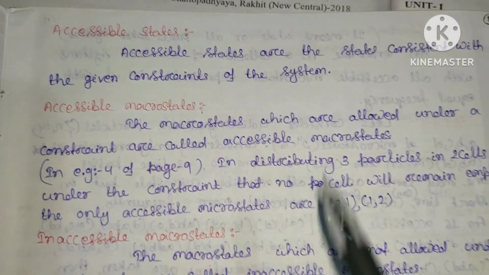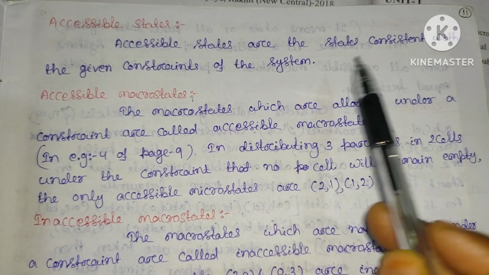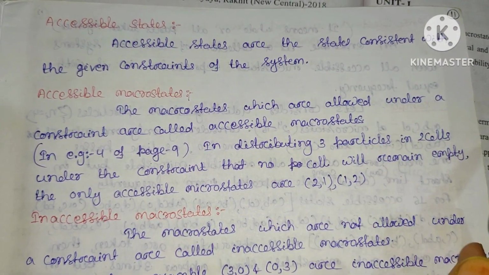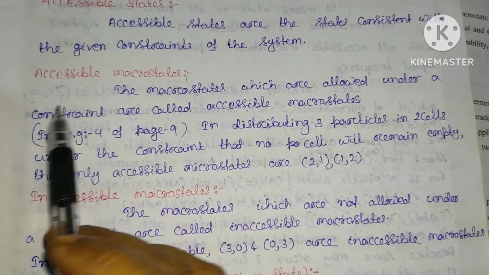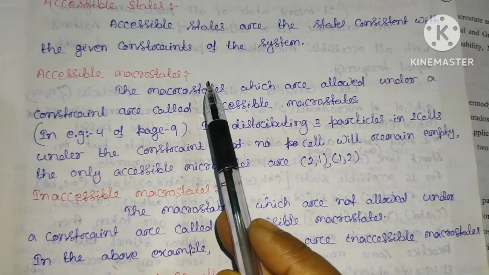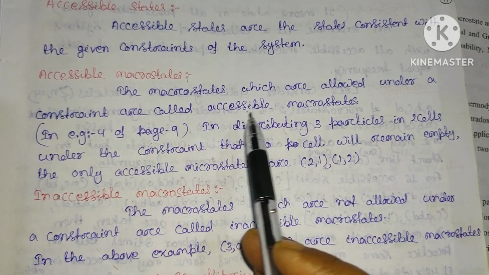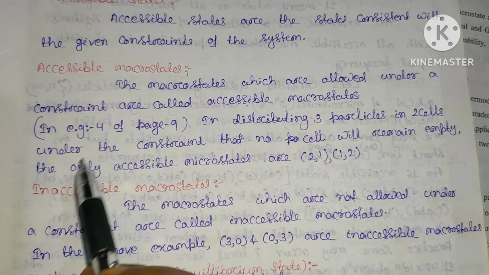What is an accessible state? The accessible states are the states consistent with the given constraints of the system. So what is an accessible macrostate? The macrostates which are allowed under a constraint are called accessible macrostates.